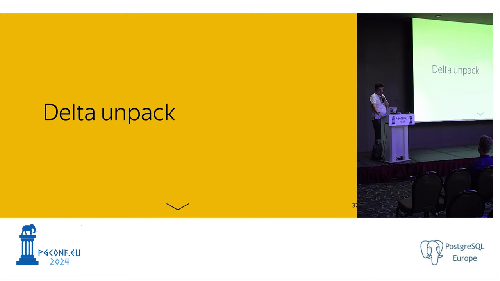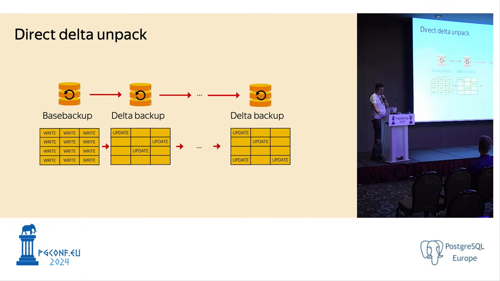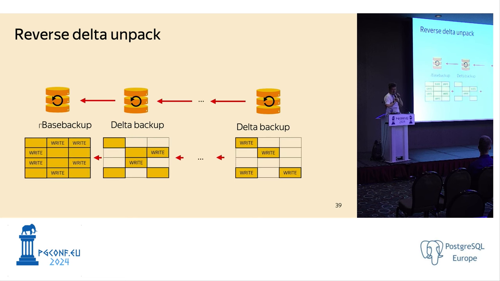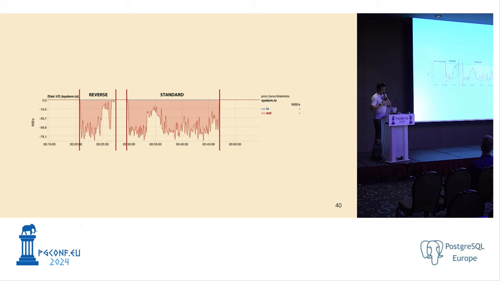We have a reverse delta unpack, and we tried to optimize it further. Previously, you were using forward application, so you have a base, then apply a delta, then apply another delta. Recent versions apply backwardly, so if you have the latest version of a page, you don't have to write its previous versions, and usually it takes much less time than forward application. So you see that reverse restoration is 3 times faster than forward.